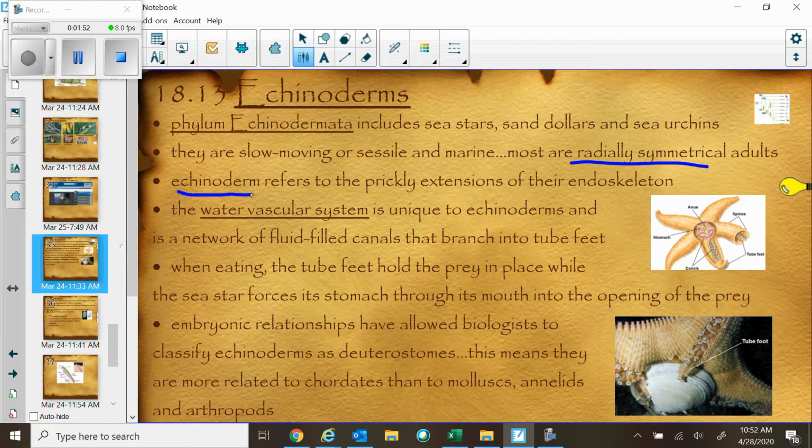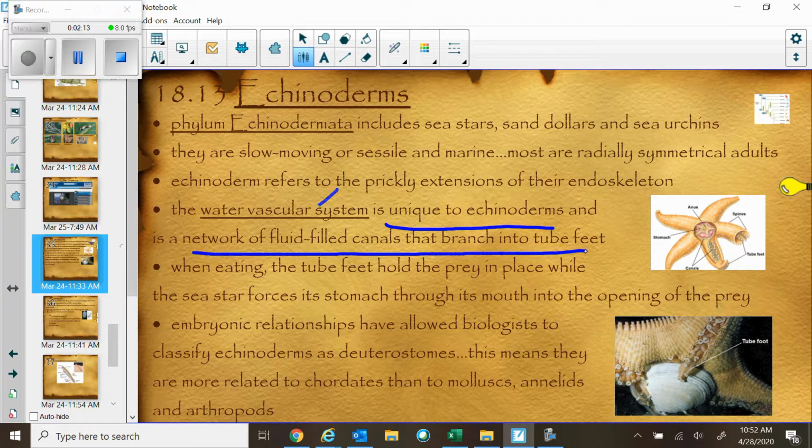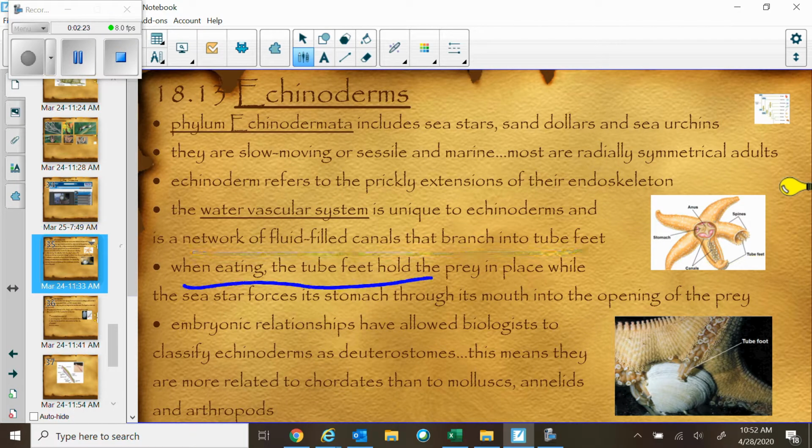Echinoderm, the derm piece is the skin, right? So prickly extensions. If you've ever held a starfish, whether it's a skeleton, you can notice it, but you still notice it when they're alive. The prickly extensions. This water vascular system is kind of cool. It is unique to echinoderms, so they're the only ones that do it. Fluid-filled canals that branch into the tube feet. This is what allows them to move as well as prey upon their quarry.